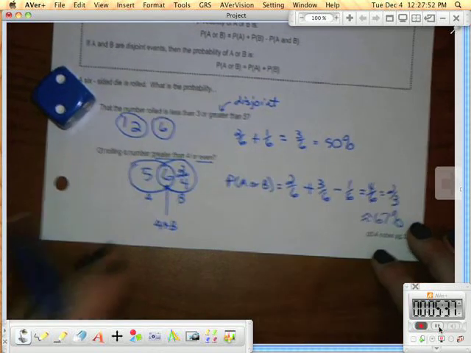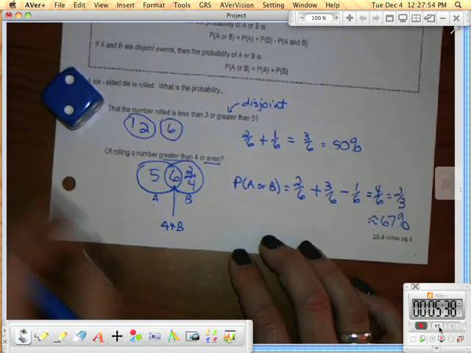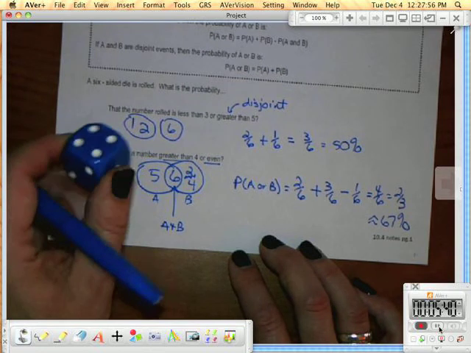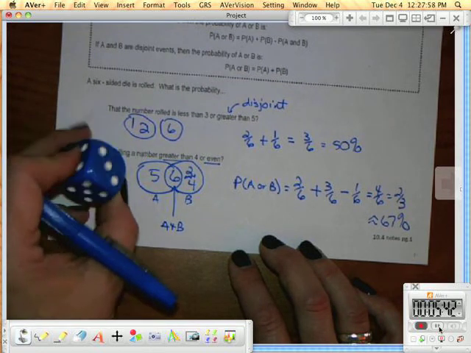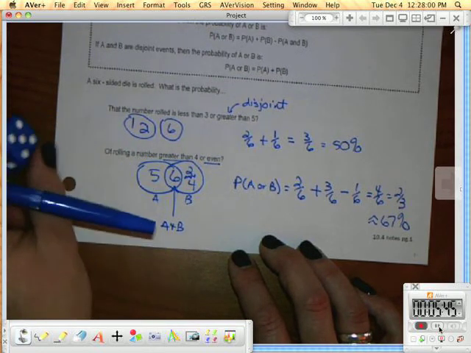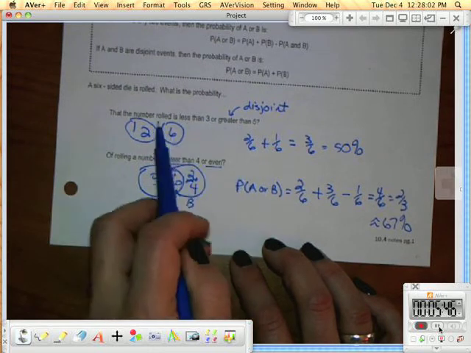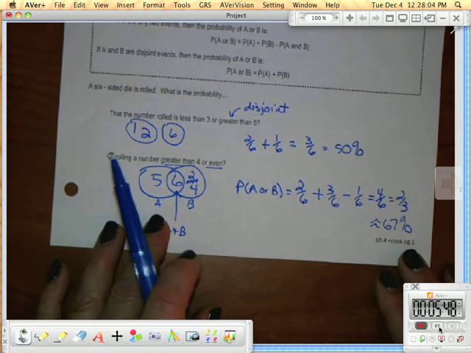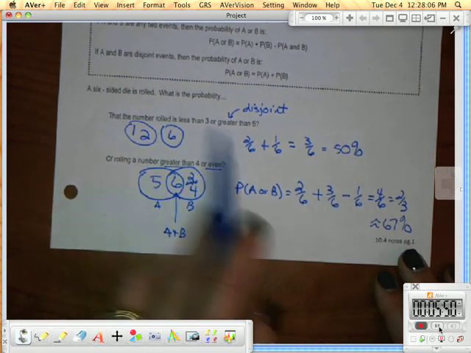A number greater than 4 or even, which kind of makes sense if you think about the numbers on the die. So basically you're deciding whether the events are disjoint, and then you have to just plug it into the right formula.